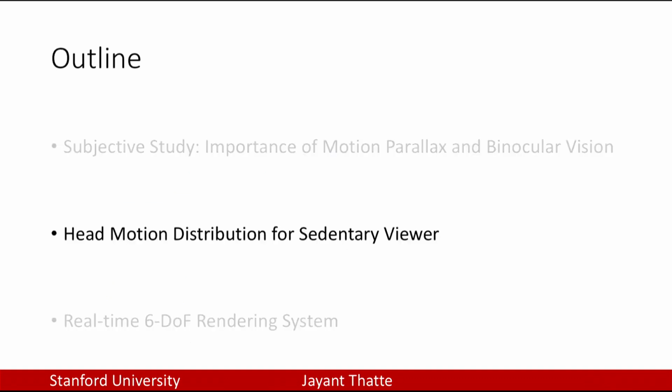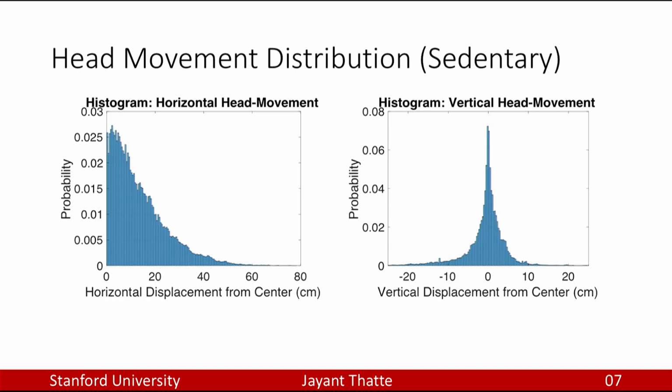Okay, now that I've tried to convince you about how important motion parallax is, the next goal is to get an estimate of how much people tend to move when they are viewing something. And again, all of this is for a sedentary observer. So all the 17 participants were requested to be seated in their chair during the experience. And the two graphs that I'm showing you are the distribution of their movements. The graph on the left shows the horizontal motion, and the graph on the right is the vertical motion.